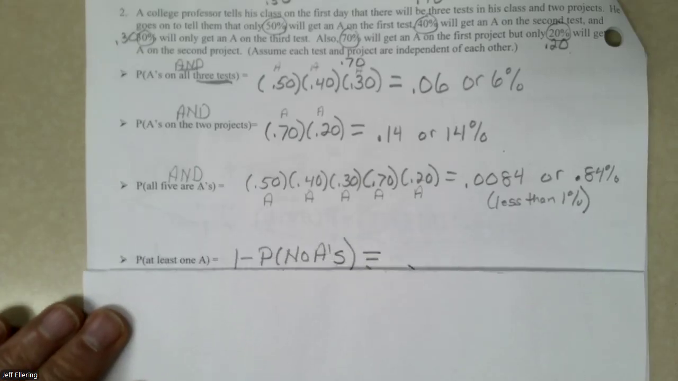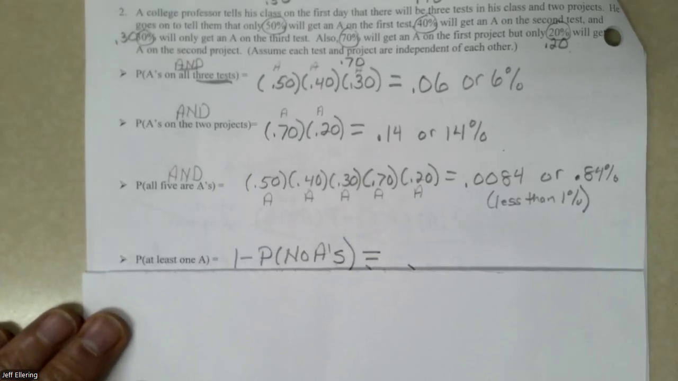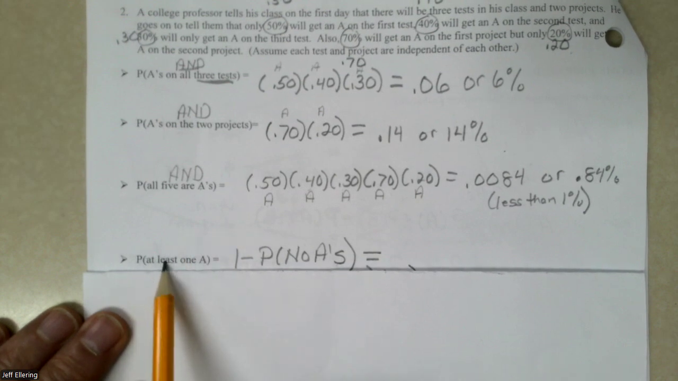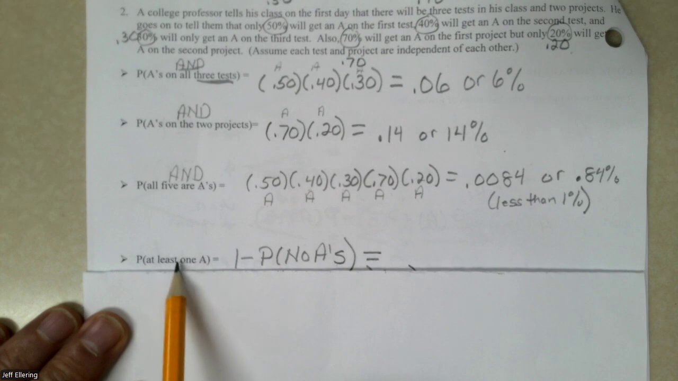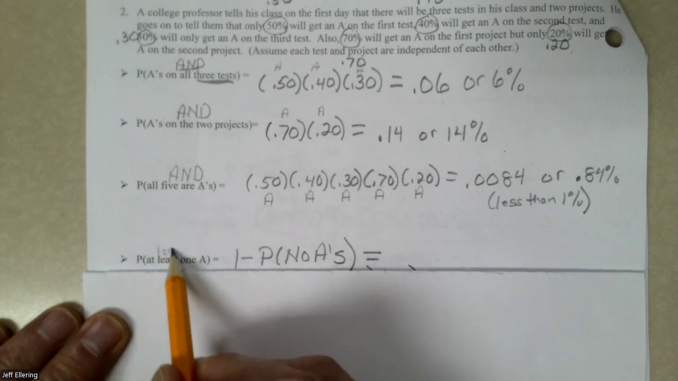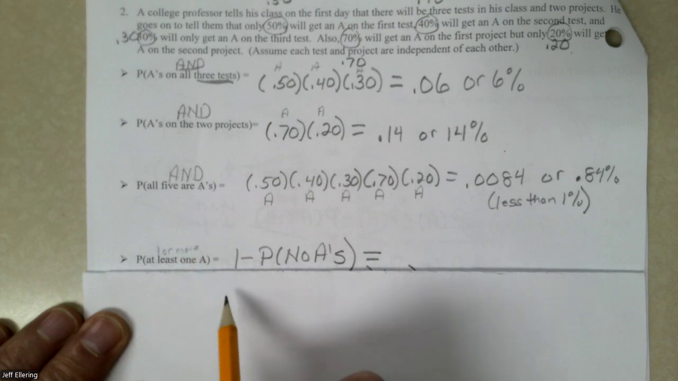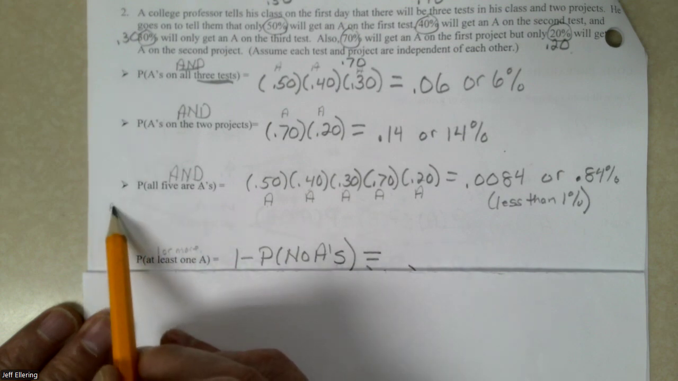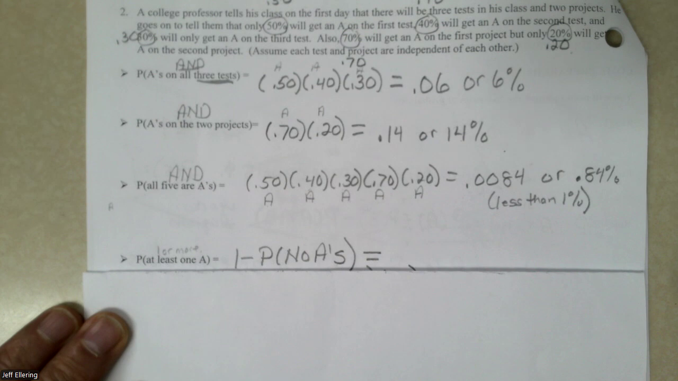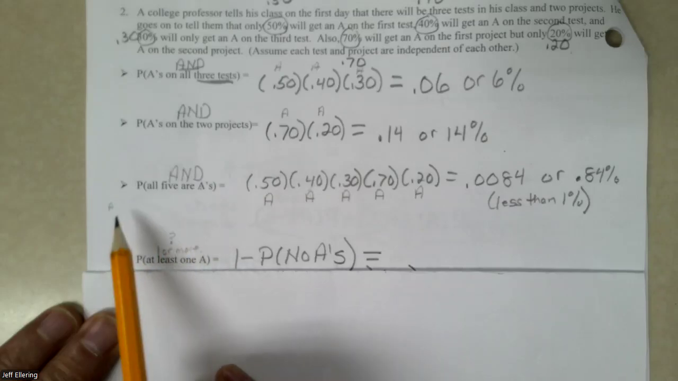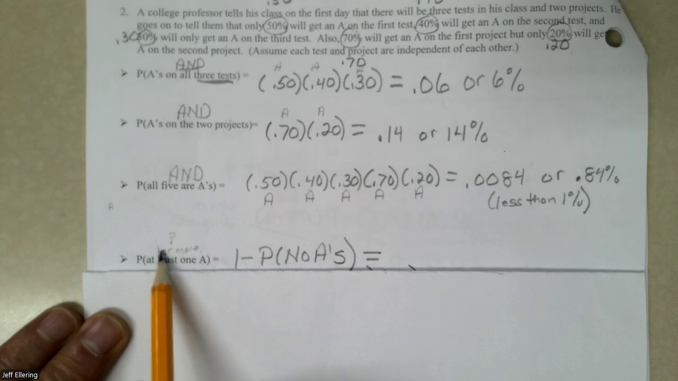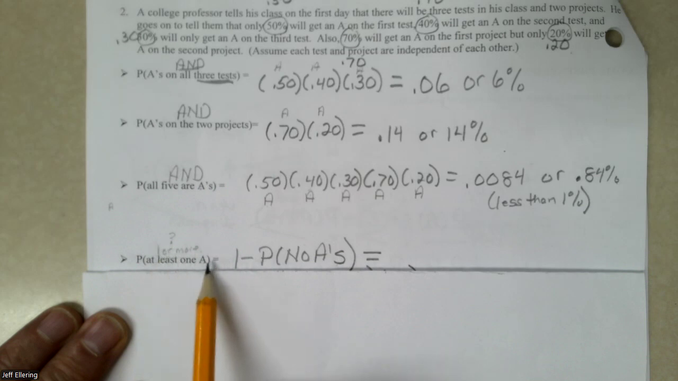Now, the 5th question, got to think about this one a little bit. At least 1 A. Well, at least 1 means 1 or more. But that's kind of difficult because you might get an A on the first test, or you might get an A on the second test, or you might get an A on the third test. So this is not possible listing out all the scenarios. So we have to use the opposite or the complement.